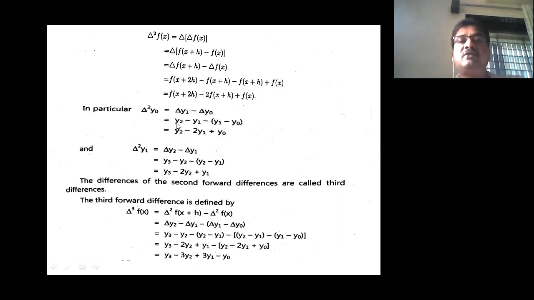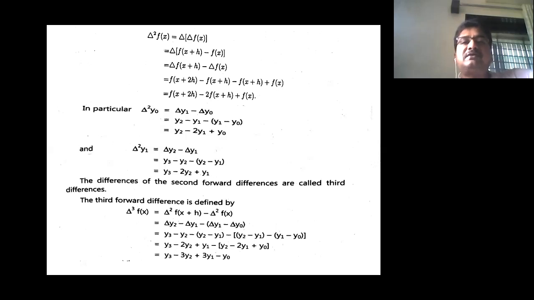But in the notation of y, what is delta square y naught? It is delta of delta y naught. And what is delta y naught? It is y1 minus y naught. So operate delta on both. What do we have? We have delta y1 minus delta y naught. What is delta of y1? And what is delta of y0? It is y1 minus y0. So apply delta on both. So delta square y0 is what? Similarly, delta square of y0 is what?